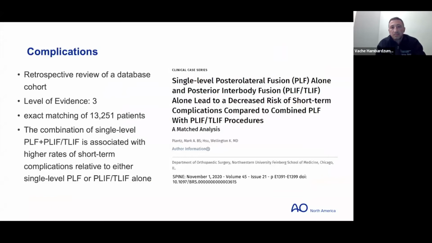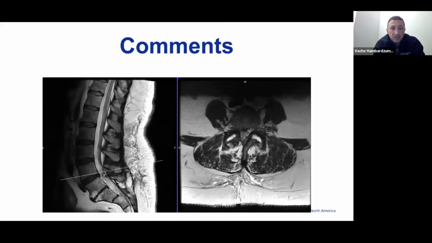Next slide. And a few words about complications. Here, in this retrospective study, level 3 evidence, the authors analyzed more than 13,000 exactly matched patients, and they concluded that on single level fusion, posterolateral fusion alone or interbody fusion alone are associated with fewer complications than both procedures combined. Next slide. Again, any comments before I go to the post-op x-rays?